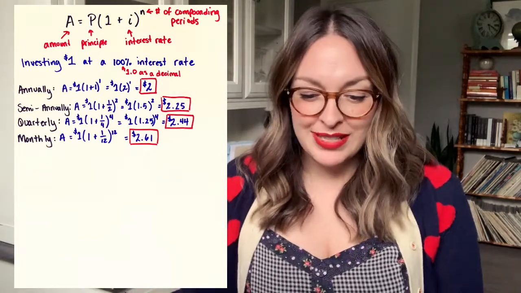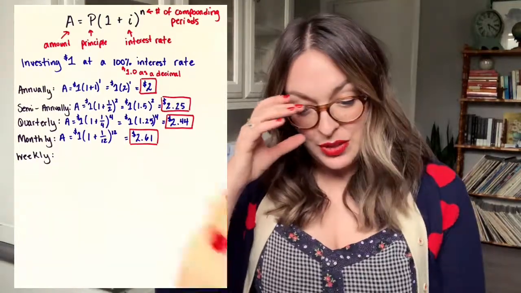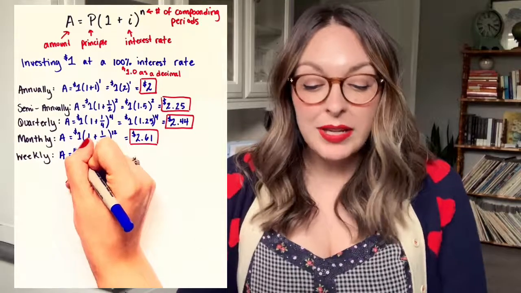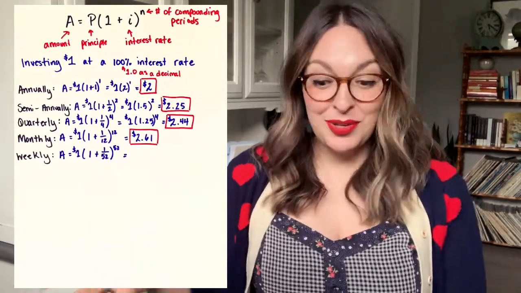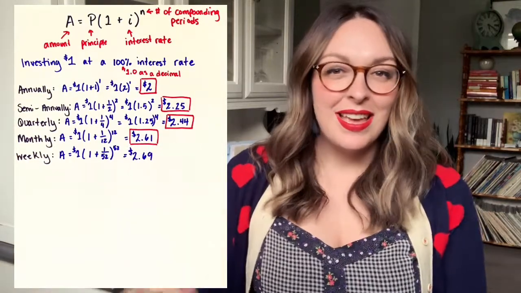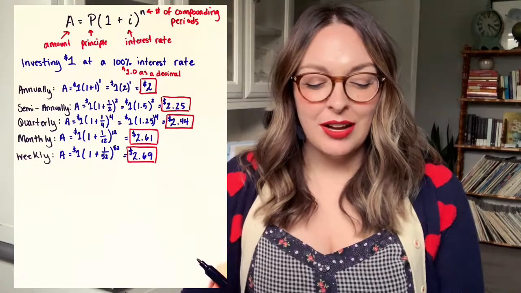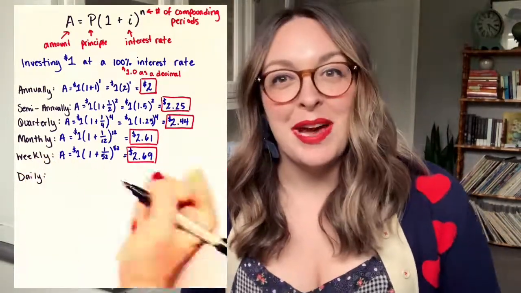Again, I want to keep going and see how big this can get. Let's go to weekly. That's 52 times a year. So that would be 1 times 1 plus 1 over 52 to the power of 52. What do we get? $2.69. It's still going up. Not as much, but it's still going up. So let's see if it levels off. We could do bi-weekly, but I'm going to skip right to daily. I really just want to see what's happening with this.